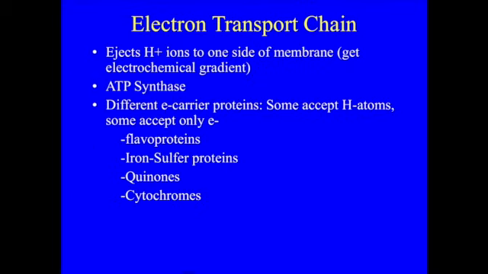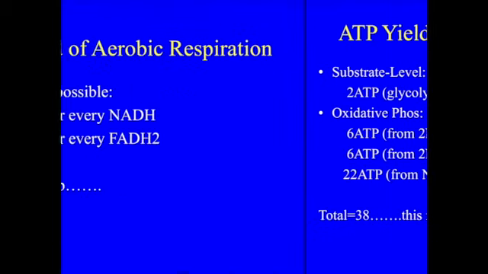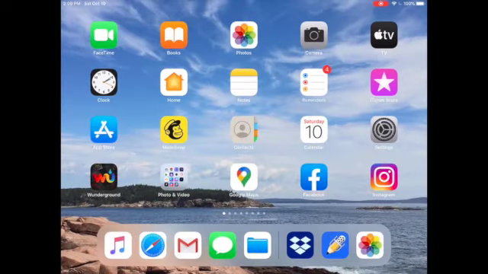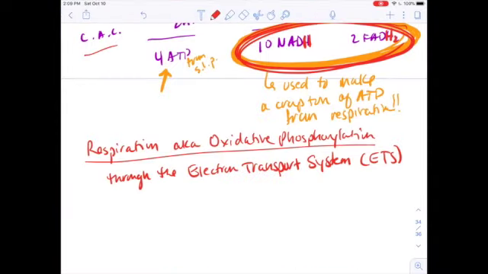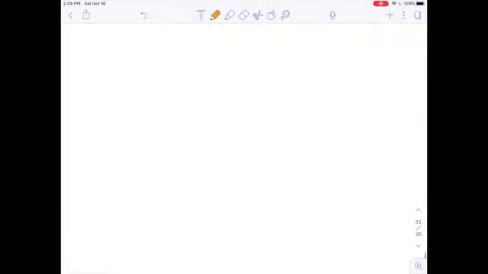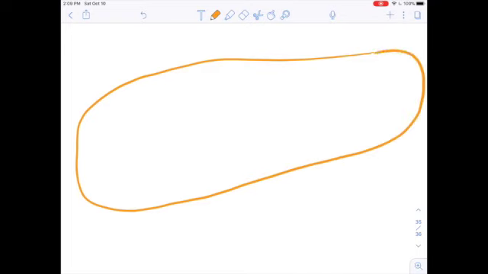So let's go back here and talk about the process. All right, so let's see. I'm going to use orange for the mitochondria. So let's just talk about this going on in a eukaryotic cell.